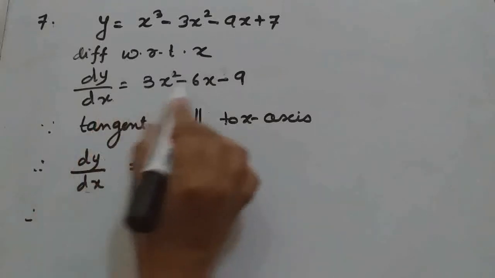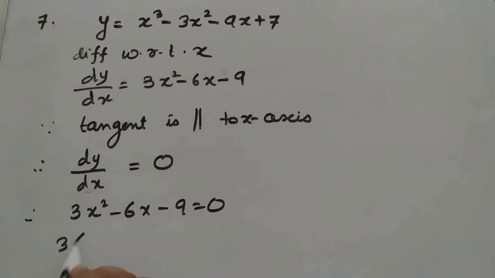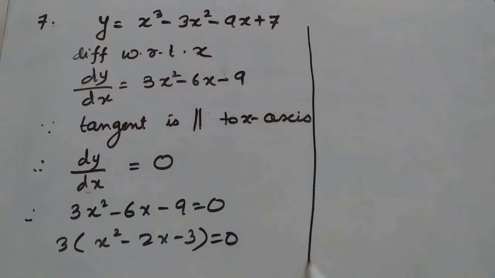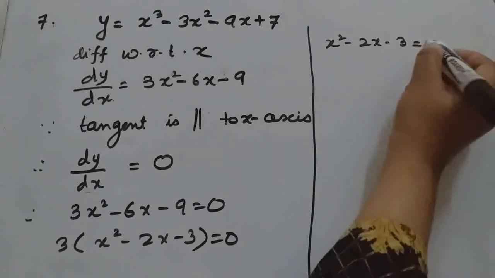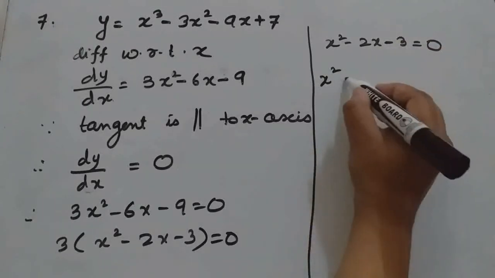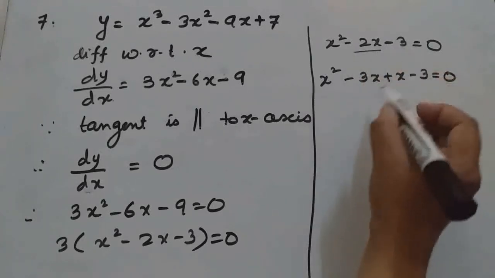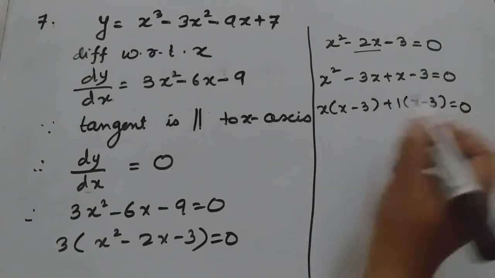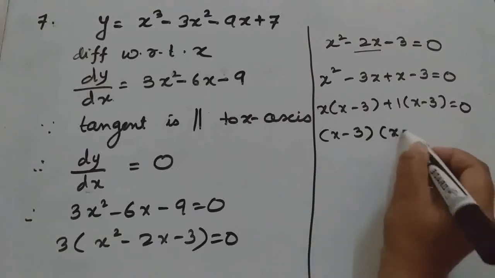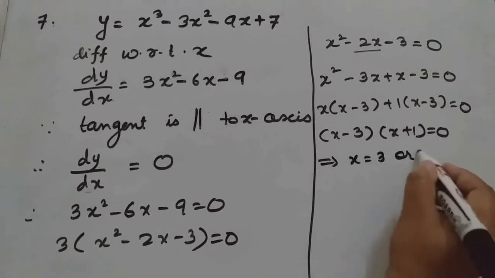But for dy by dx we got this equation. Okay, 3 we can take common. Now this is a quadratic equation, so we can solve. x square minus 2x minus 3 equal to 0. So we can write x square minus 3x plus 1x, isn't it? We can split this middle term. So x into x minus 3, plus 1 into x minus 3. So the bracket we can take common. So two values of x we will get here, x equal to 3 or x equal to minus 1.